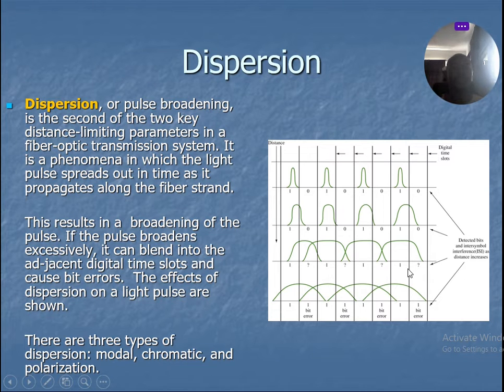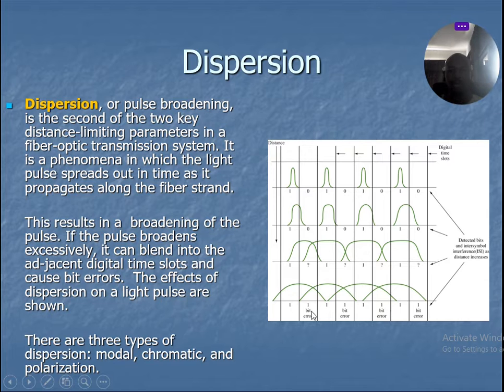So we're going to look at that. Okay, we say this results in the broadening of the pulse. If the pulse broadens excessively, if it broadens too much, it can bleed into adjacent digital time slots and cause bit error. So there will be error in the bit. And once there is error in the bit, meaning the digital signal that was at the input will not be exactly what will be received at the output. So if you say hello, hello might become something else. It will no longer be hello at the end. So there's something lost. When there's excessive broadening, there will be bit loss.